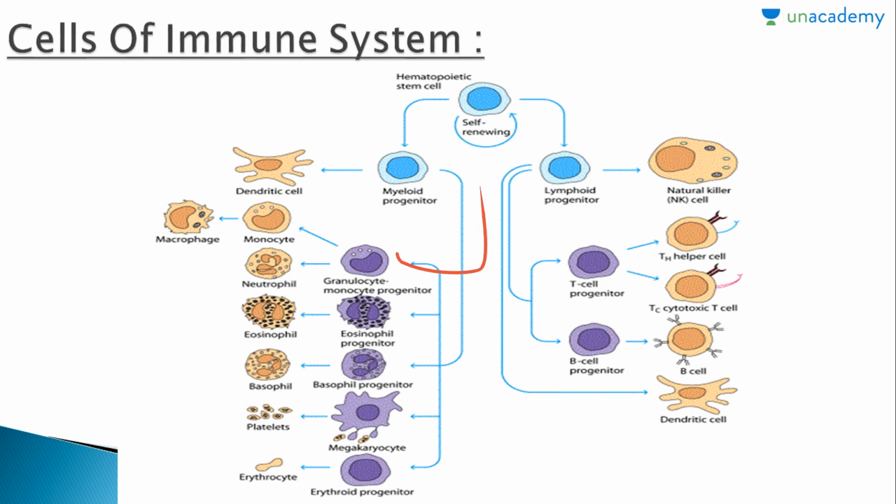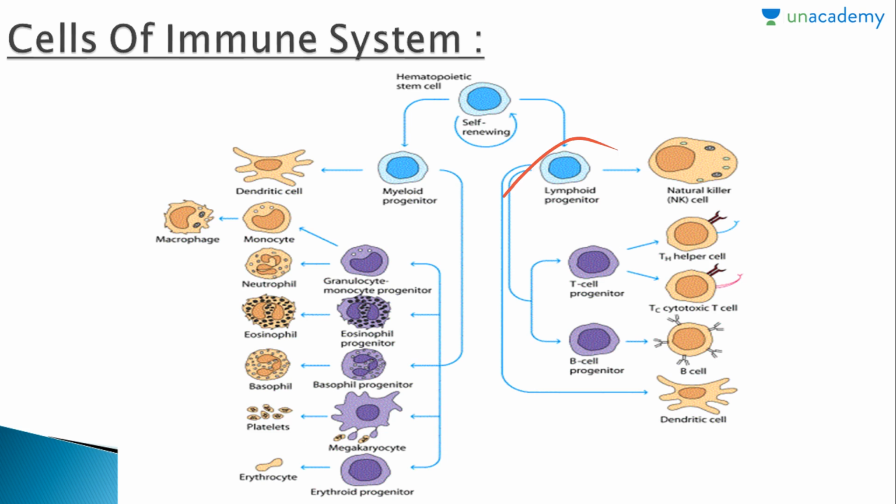It forms the granulocytes, which then give rise to the neutrophils and monocytes. Monocytes give rise to the macrophages. This myeloid progenitor cell can also give rise to the dendritic cells. Other than that, they form the eosinophil progenitor cells, which form the eosinophils, and the basophil progenitor cell, which forms the basophils, and megakaryocytes, which form the platelets later on, and erythroid progenitor cells, which will form the erythrocyte.